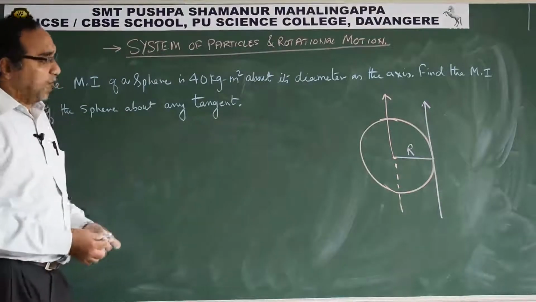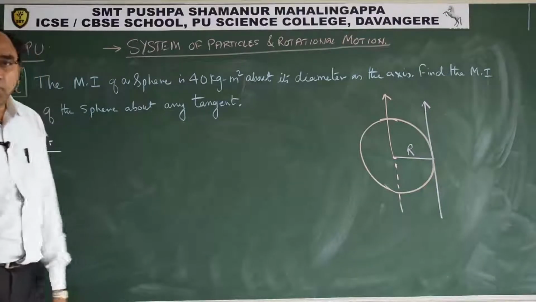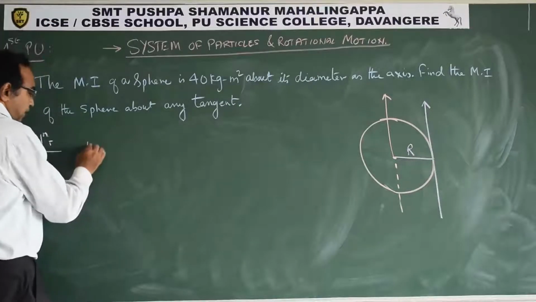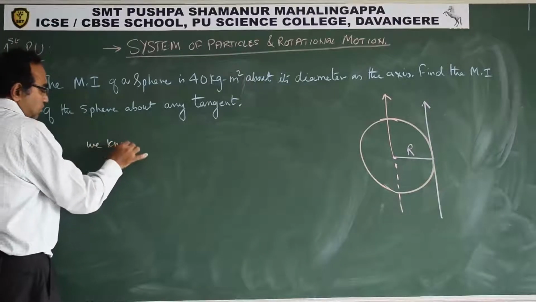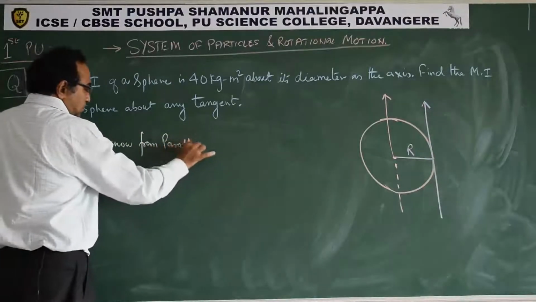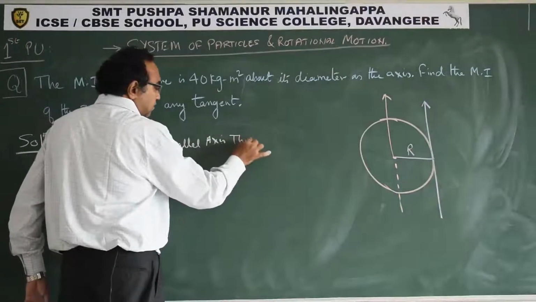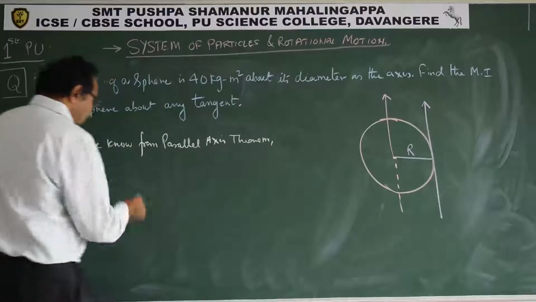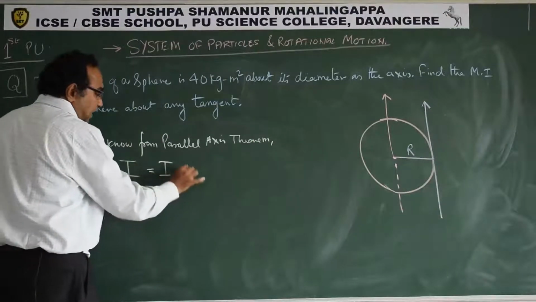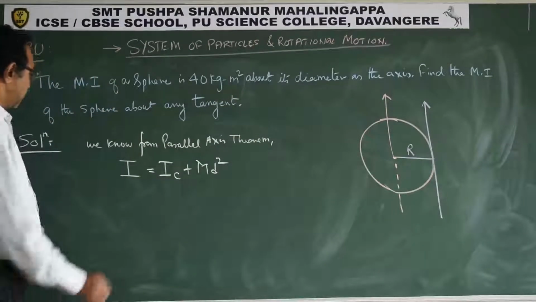The two axes are mutually parallel to each other. So let us use parallel axis theorem. From parallel axis theorem, moment of inertia about any axis is moment of inertia about the central axis plus mass times square of the distance between them.